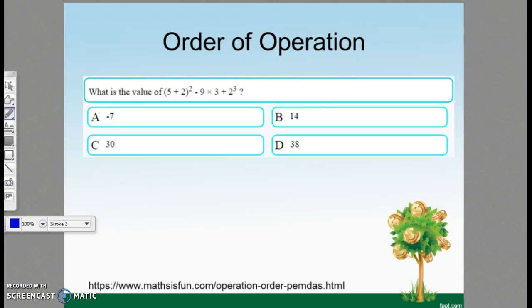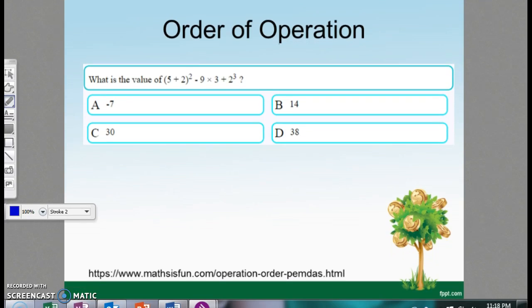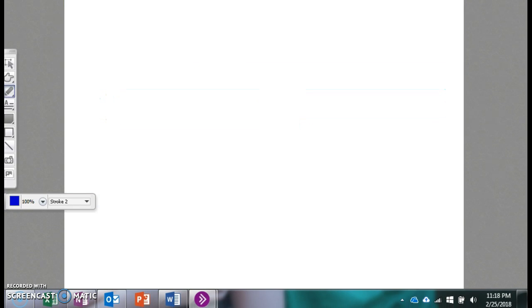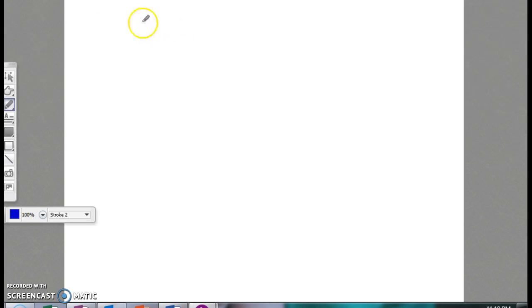All right, so order of operations, you may remember from a previous course. I'm going to put a new page in here. Order of operations. And you probably learned PEMDAS or please excuse my dear Aunt Sally. Okay, and what that stood for was parentheses, exponents, multiplication, division, addition, and subtraction.